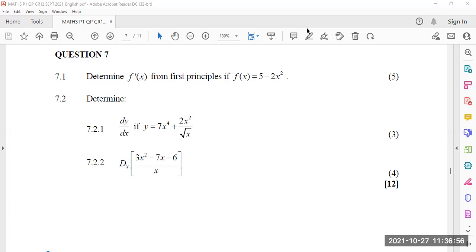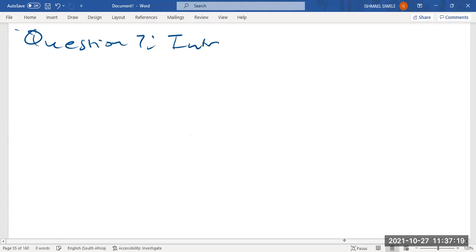Question 7 is introduction to calculus. So what is it that you are given on question 7? Introduction to calculus, like I've said. This one is a straightforward question. I'll do the other question that I've skipped, but not now.